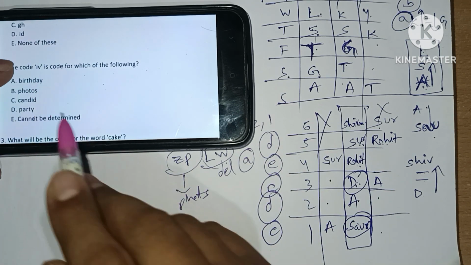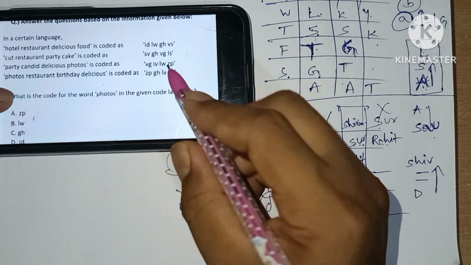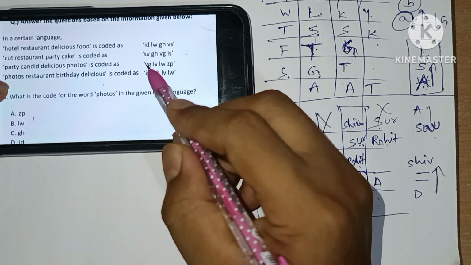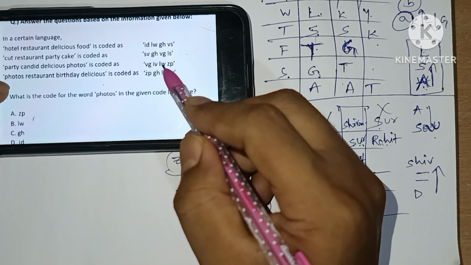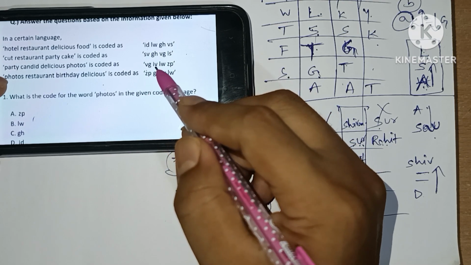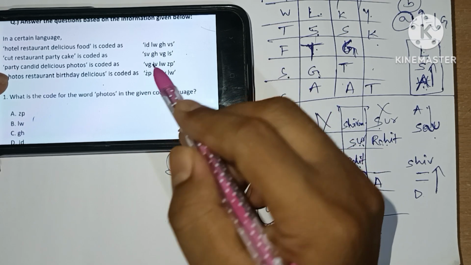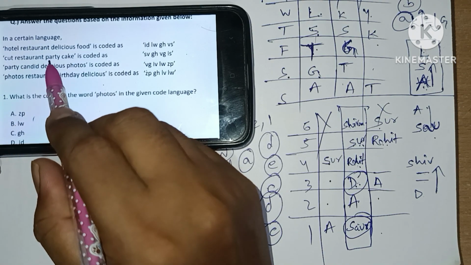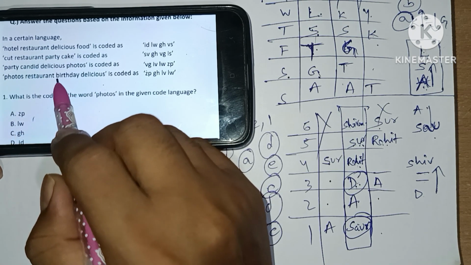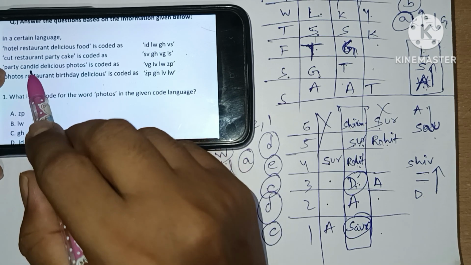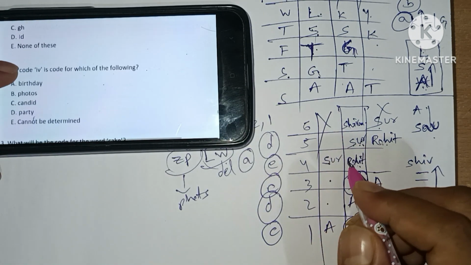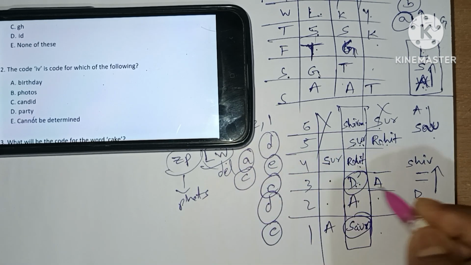The code IV stands for IV here, and there is no IV anywhere else. VG, LW, okay, ZP we just got now. So IV is different from all others. So party, here party, candid. Is there any candid in other? No, there is no candid anywhere. So the answer for this one will be candid. So option C is our answer.